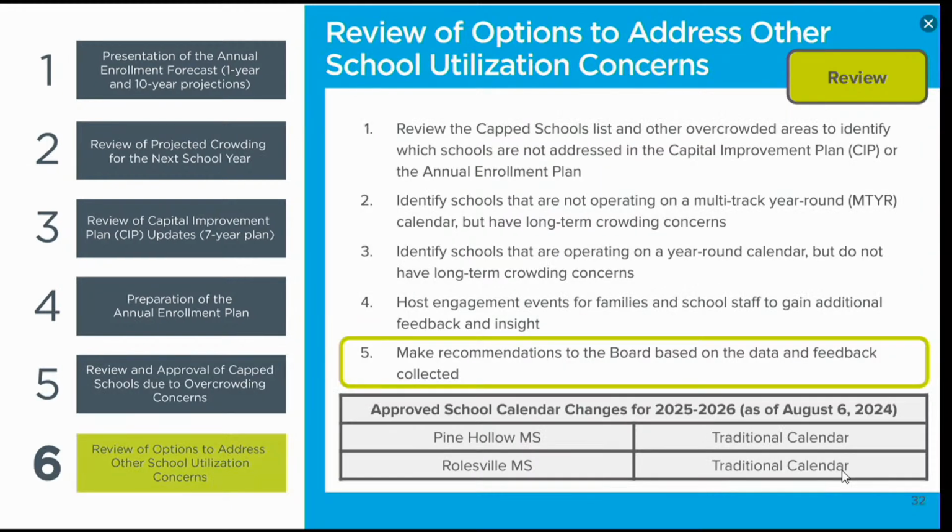The other thing that happened as the 24-25 plan was being implemented was that you had conversations about some of our underutilized schools and made some very specific decisions, tough as they were, to change the calendars of Pine Hollow Middle and Roseville Middle beginning in the 25-26 school year to convert them from multi-track year-round to traditional. That information does impact some of the recommendations that we have for you today.